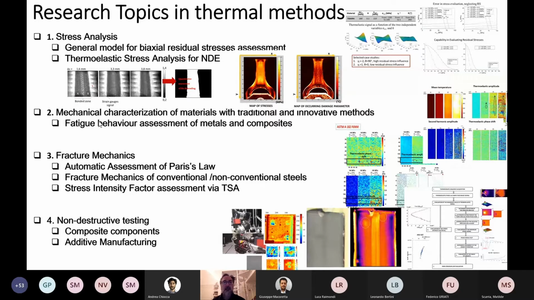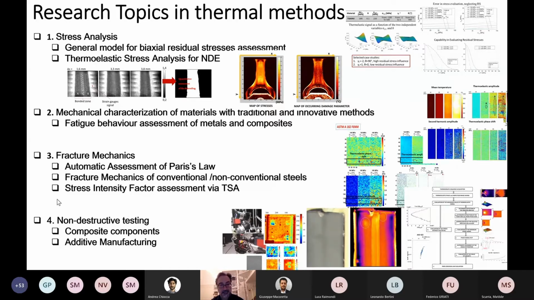Then we also do a lot of mechanical characterization of material with traditional, of course, and innovative methods, a lot of thermal methods, and we will explain later on much better. Some fracture mechanics with the thermal methods. So we set up a procedure for obtaining directly the Paris law of a material with a thermographic assessment. And also the possibility to assess the stress intensity factor via TSA.